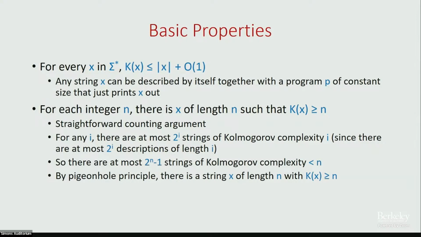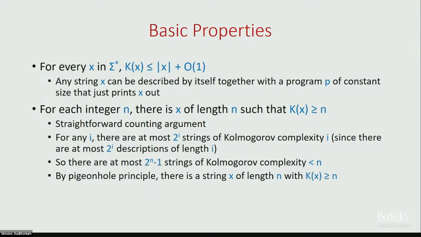And there's a simple counting argument that says that for every integer n, there are strings of Kolmogorov complexity at least n. That's just a straightforward counting argument, because for any i, there are at most 2 to the i strings of Kolmogorov complexity i, because there are 2 to the i programs, and each program can output at most 1 string. So just summing over all these possibilities, you have at most 2 to the n minus 1 strings of Kolmogorov complexity less than n, and there has to be a string of Kolmogorov complexity at least n, right?